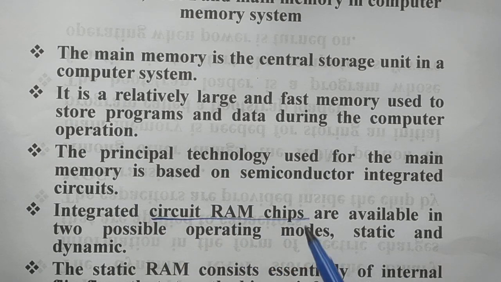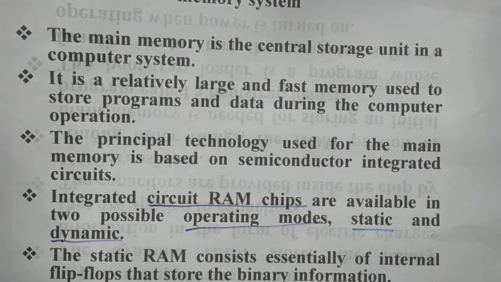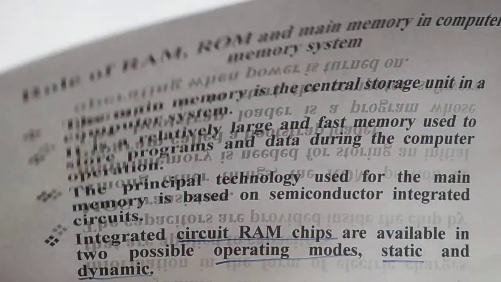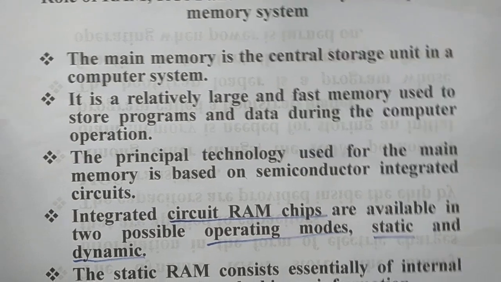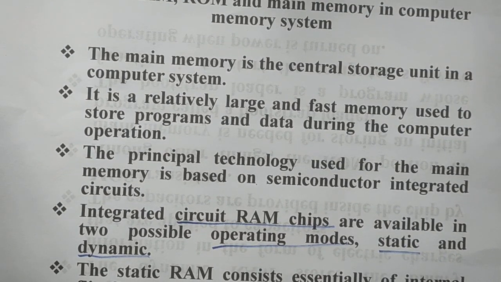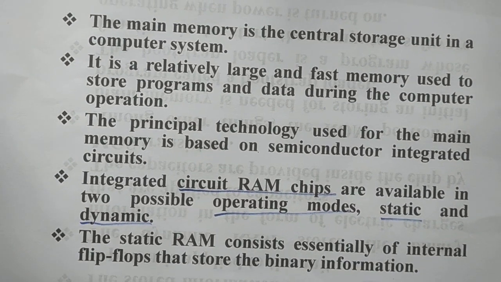Integrated circuit RAM chips are available in two possible operating modes. Normally one is static mode, another is dynamic mode. Static mode means the memory stores some data for some time, while dynamically it changes whenever you use any kind of data through this RAM. We will discuss how it is static and how it is dynamic.